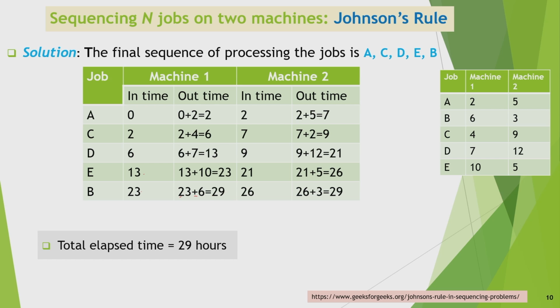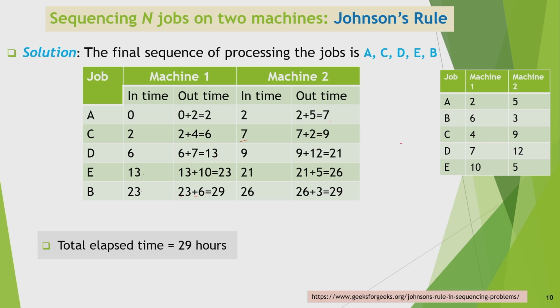So, machine 1 will be engaged like that, and in machine 2 that in time will be 2 only because it can be finished only, then it will come here, but it takes 5 hours. So, 2 plus 5 is 7, and then after 7 only the other job can be started. So, 7 plus 2, C takes 7 plus 2, that means out time will be 9. Okay, that means this is machine 2.